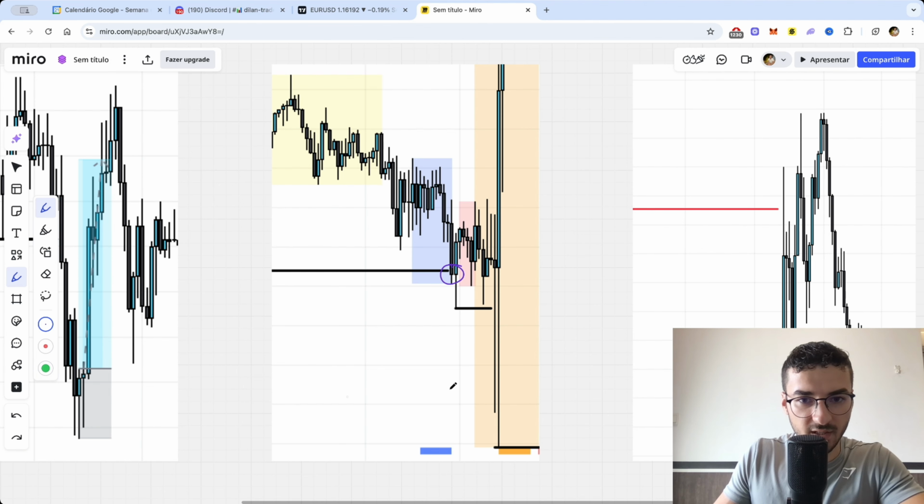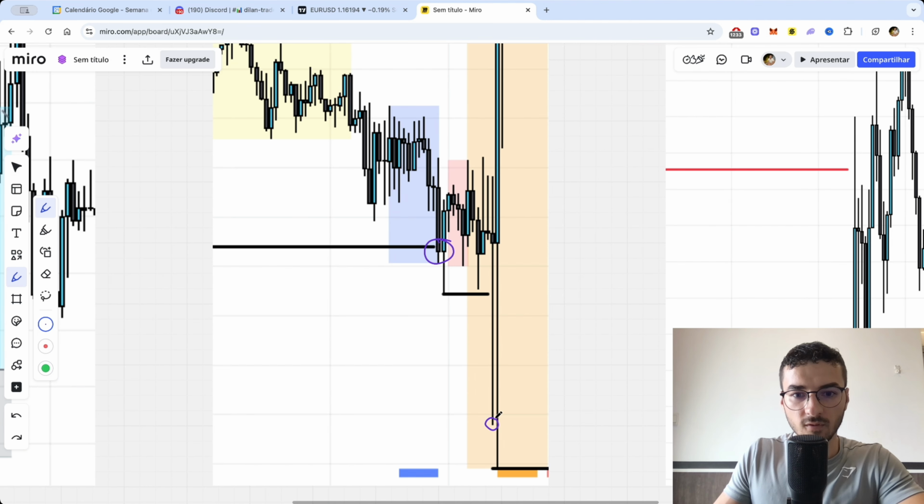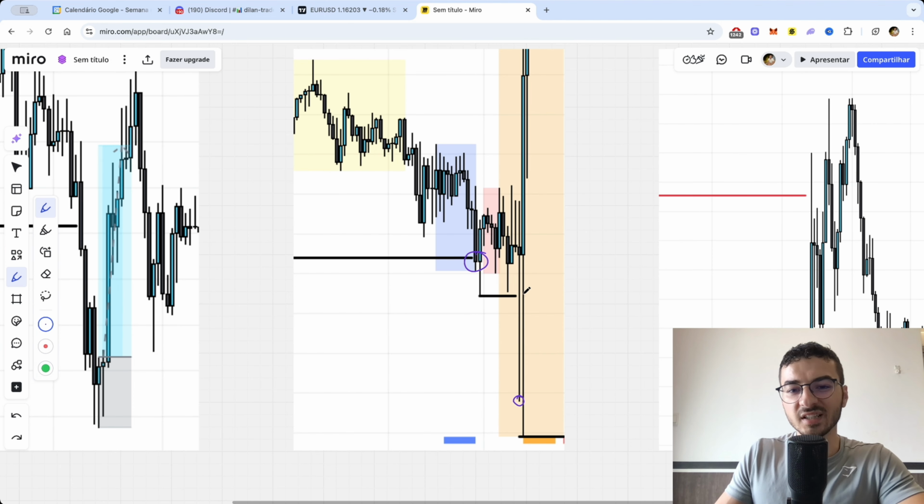Following this sweep right here, price goes massively up. It opens right here on the next candle. But what does it do? It goes back down again. And then it goes up. So in here you can clearly see what I mean by reactions.